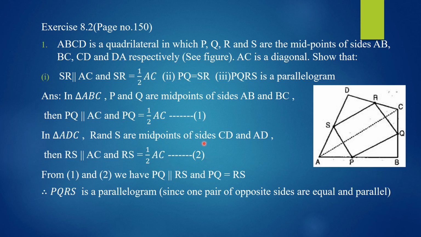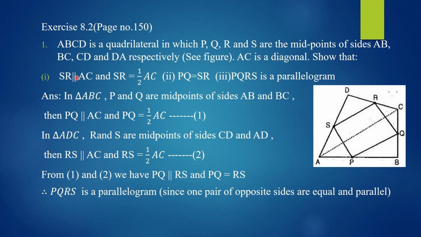From equation 1 and 2, we can see PQ is parallel to AC and RS is also parallel to AC. Therefore, we can say PQ will be parallel to RS. And in the second condition, PQ equal to half of AC, RS is equal to half of AC. Therefore, PQ is equal to RS. Since a pair of opposite sides are parallel and equal, we can say PQRS is a parallelogram.